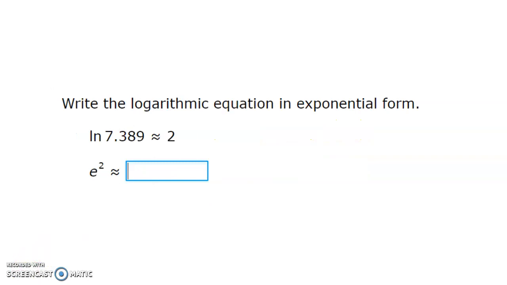Alright, let's switch things up on this one. Now I've got a log, and what we're going to do is write it as an exponential. So here we've got natural log of 7.389 is approximately 2. Well, first of all, we know that natural log is the equivalent of log with a base of e. So ln is the same thing as log base e. Notice I still have that 7.389 and it's still approximately 2. So the only change is this ln to log base e.